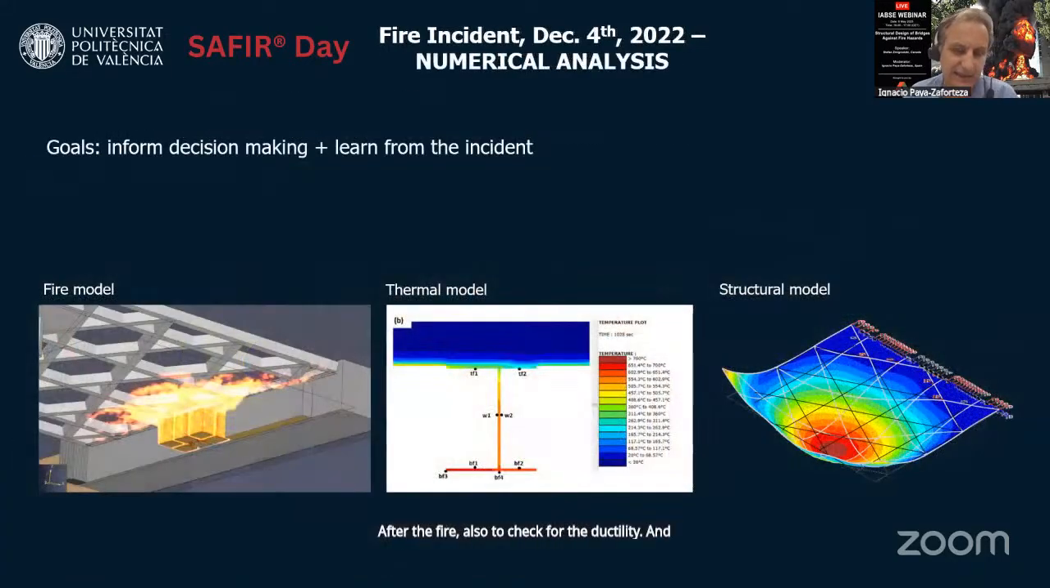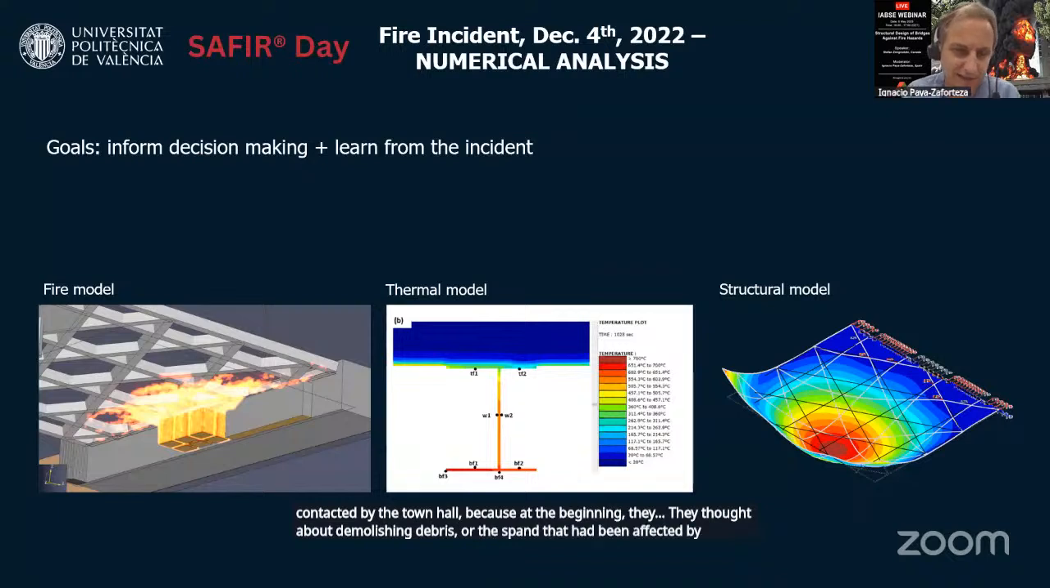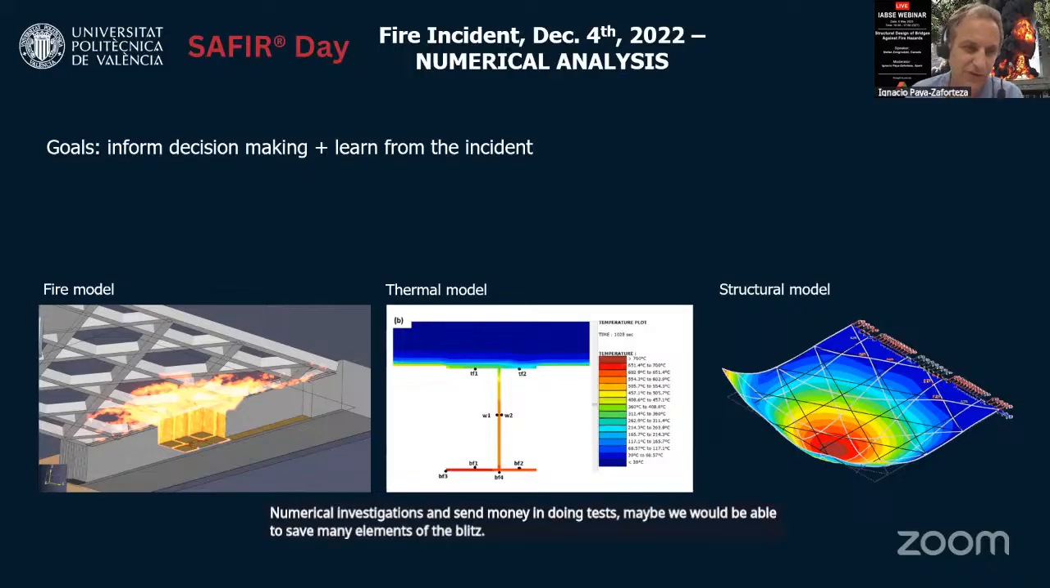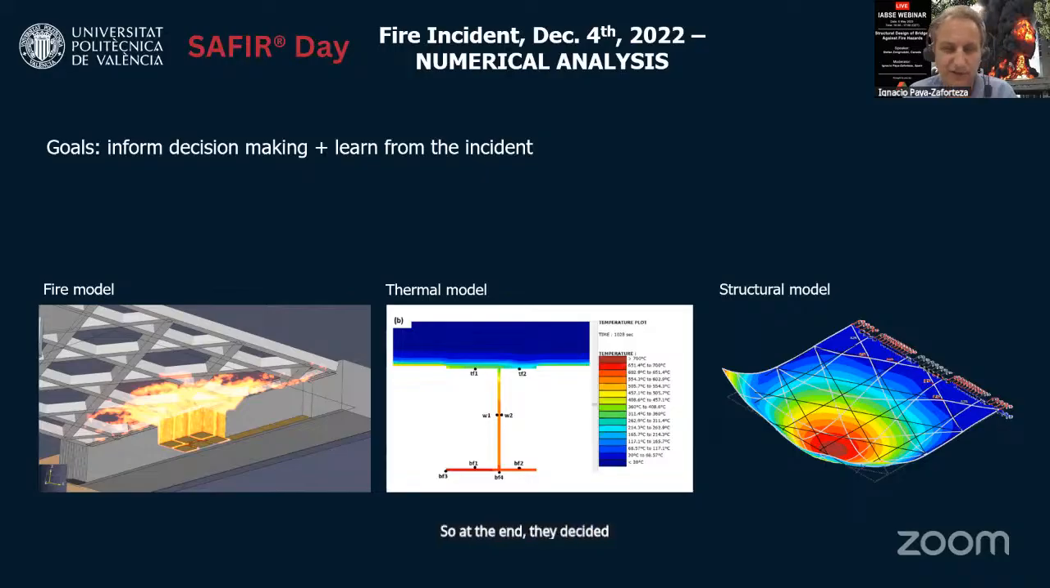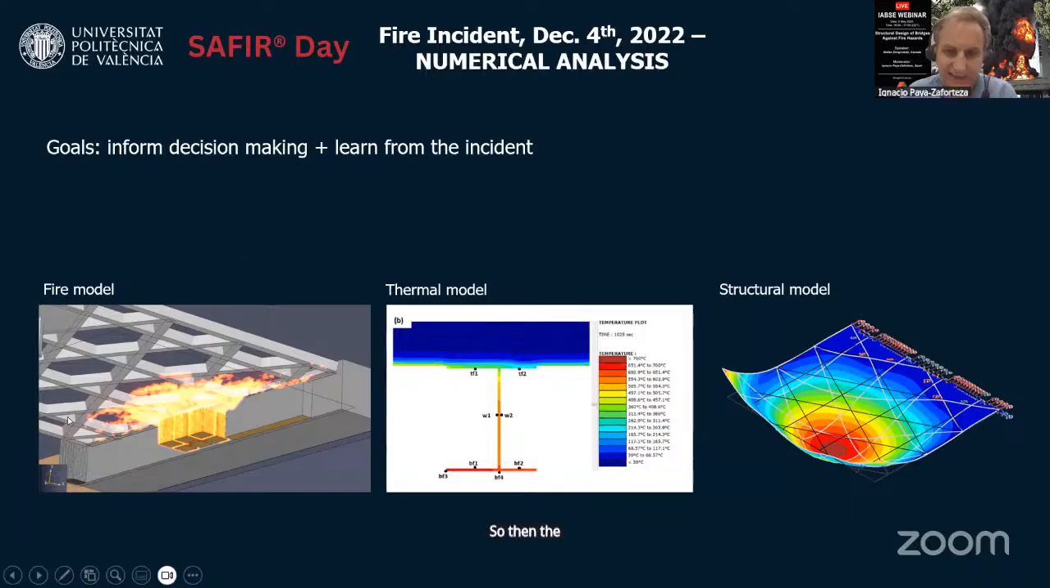And then we were contacted by the town hall because at the beginning they thought about demolishing the bridge or the span that had been affected by the fire. But we said to them that if we invested some money in numerical investigations and some money in tests, maybe we would be able to save many elements of the bridge. So in the end, they decided that it was a good idea to perform this kind of analysis and to learn from the incident. So then the analysis is 3 steps.